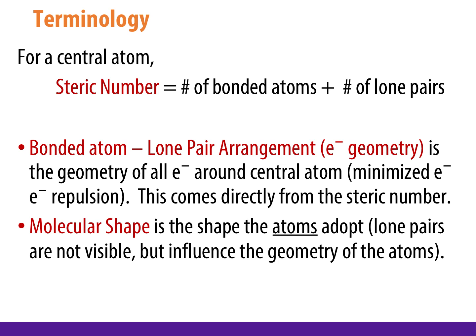Once we know the steric number, the electron geometry, or sometimes this is called the bonded atom or lone pair arrangement, is determined by just figuring out which shape is the best way to keep that number of things as far apart as possible. Then once we look at the lone pairs, the molecular shape will come from just the shape that the atoms adopt, since the lone pairs won't be visible. They'll just influence the geometry of the atoms, which we can see.